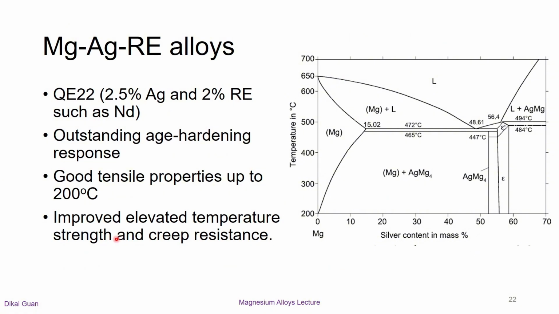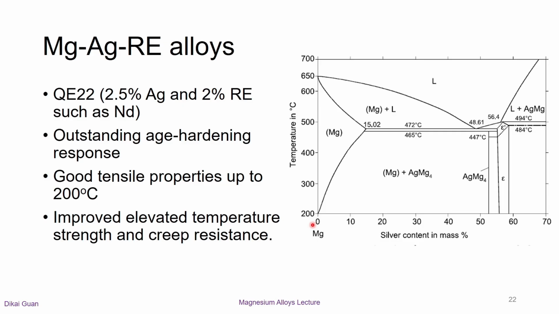QE22 contains 2.5 weight% silver and 2 weight% rare earth elements such as neodymium. The phase diagram shows the solubility of silver in magnesium is 15 mass% at a temperature of 465 Celsius degrees and decreases to nearly 0% at 200 Celsius degrees. So it has an excellent age hardening response at high temperature.